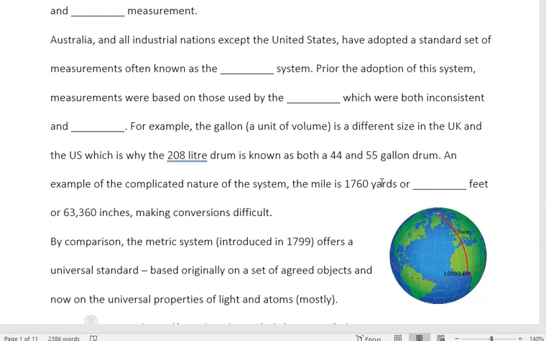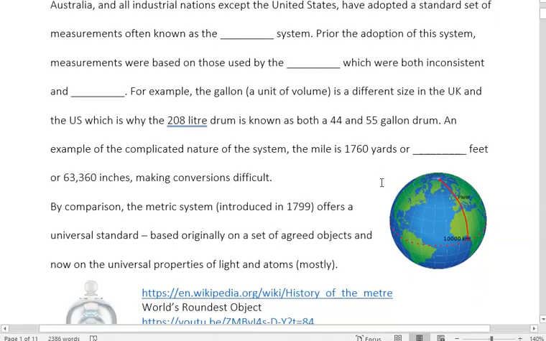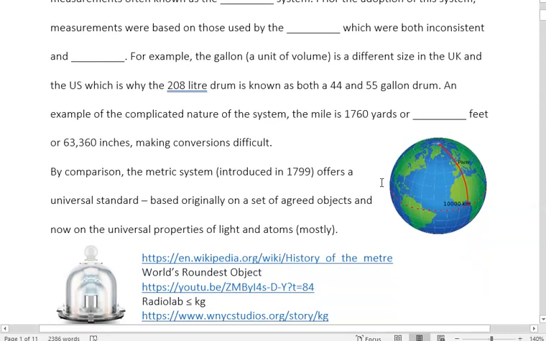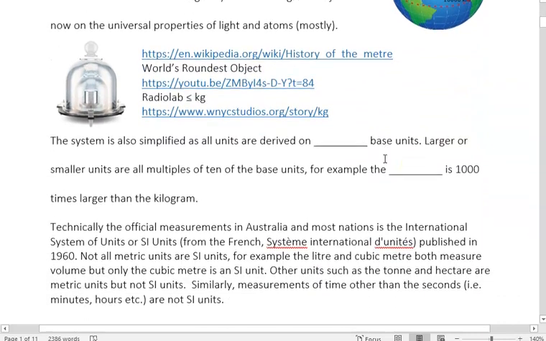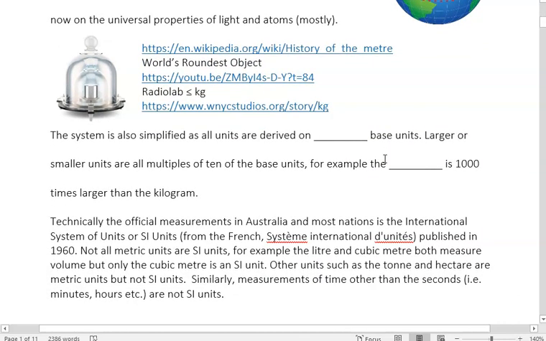By comparison, the metric system introduced in 1799 offers a universal standard based originally on a set of agreed objects. And it's now based on the properties of light and atoms, mostly. Now, I tell people they can cross out mostly because in 2019, the last unit that was still based on a physical object was replaced with a very, very complicated set of scales.